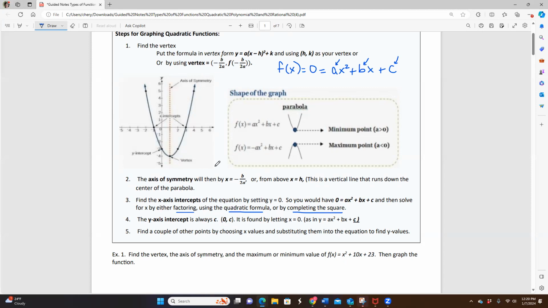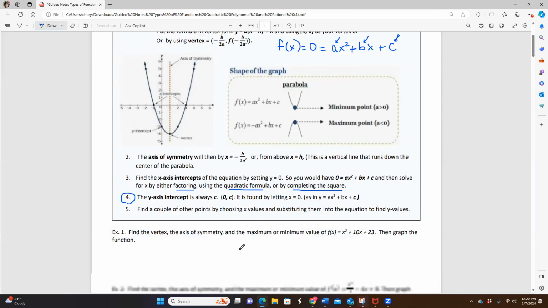Now, sometimes a parabola will float above the x-axis and open upwards, or below the x-axis and open downwards, in which case you will not have an x-intercept. However, you always will have a y-axis intercept, and that is the number c from up here. It's 0, c. And then you'll find a couple other points, and that'll help you graph your quadratic function.